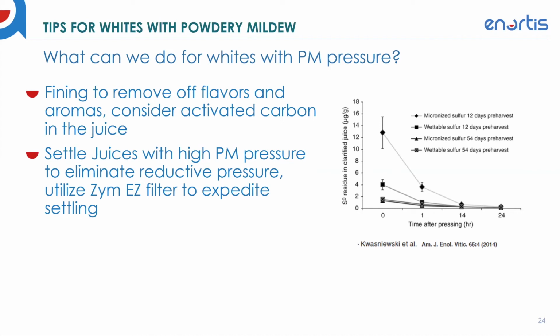And the sulfur residue in a juice, as we increase the amount of clarification, so you'll see 24 hours after pressing, we have less sulfur residue because the sulfur actually will settle out with some of the gross lees when we're settling a white juice. So settling is your friend when you have a powdery affected lot, because it'll help remove some of those sulfur compounds.